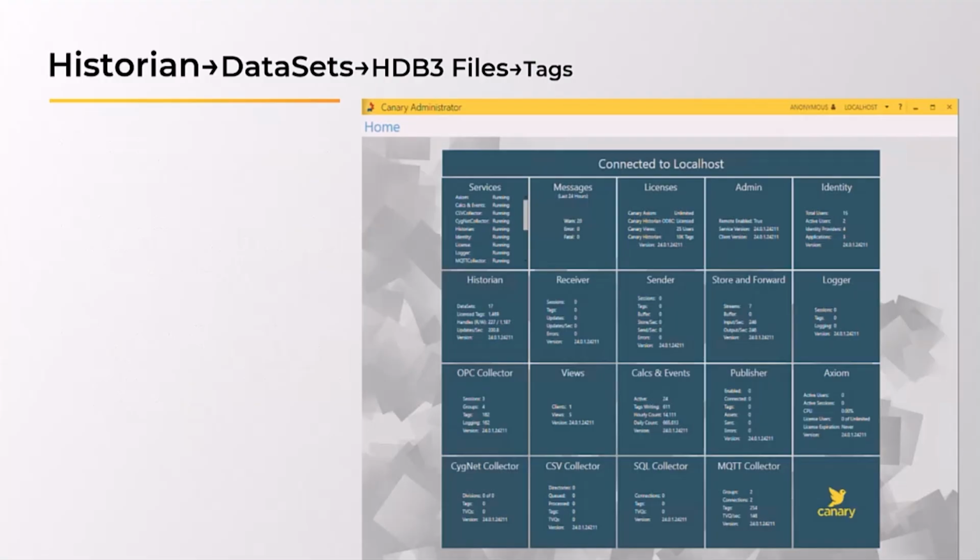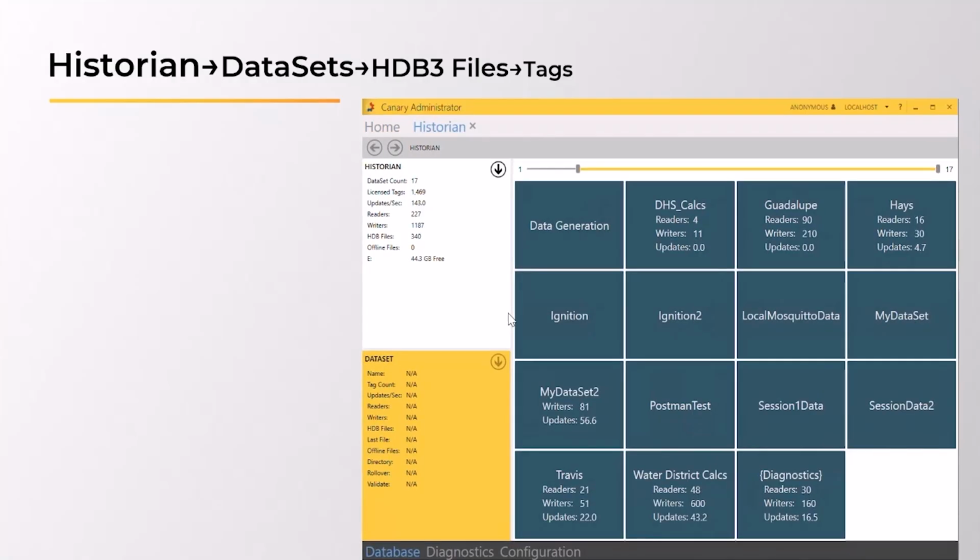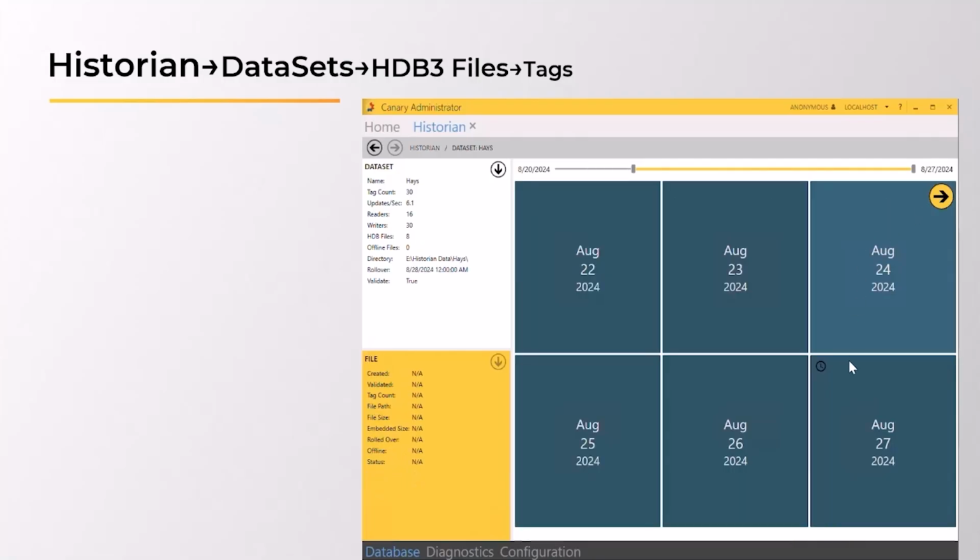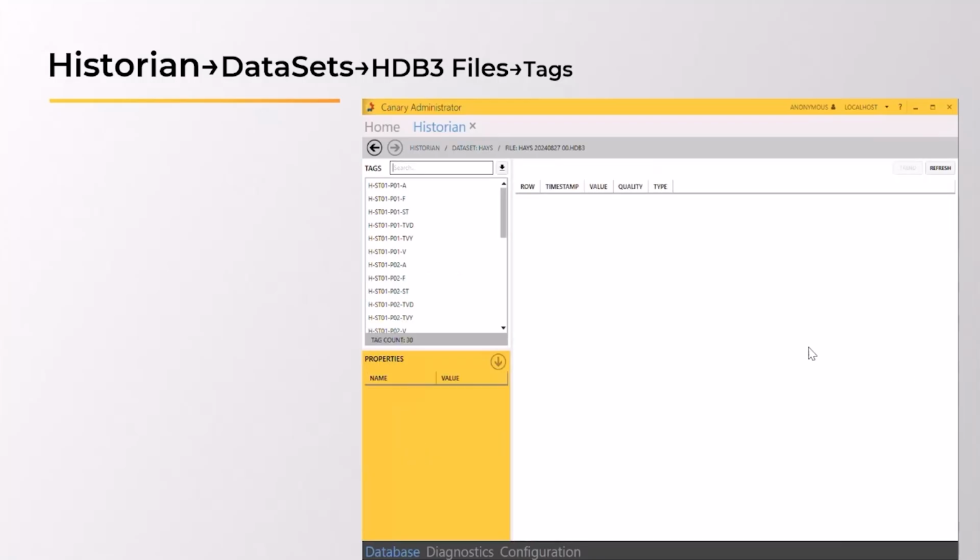When we open an HDB3 file, we finally get to the tags that are being logged from the source. To demonstrate, let's open the Canary Admin and see what this looks like. First, we'll select the historian tile. From here, we can see all the different datasets coming from the various sources. So we'll select one of these datasets. And here we can see the individual HDB3 files that are created. If we drill into one of those, we see the tags here on the left.